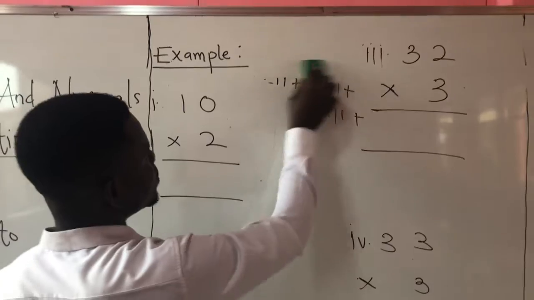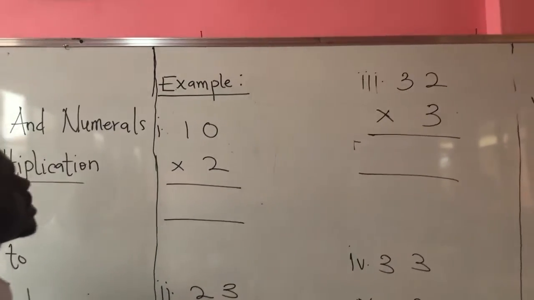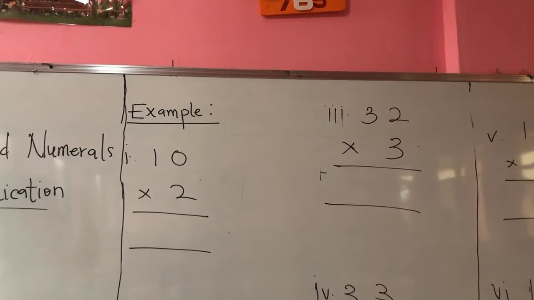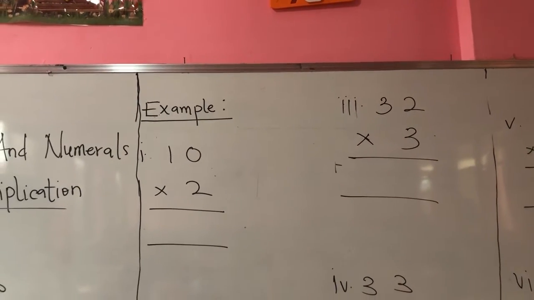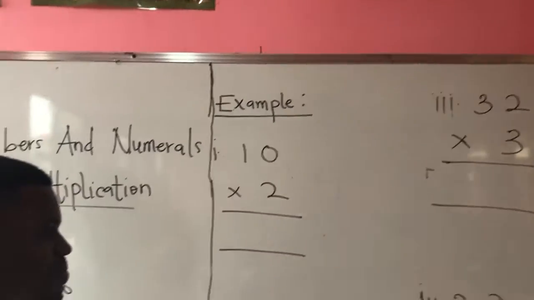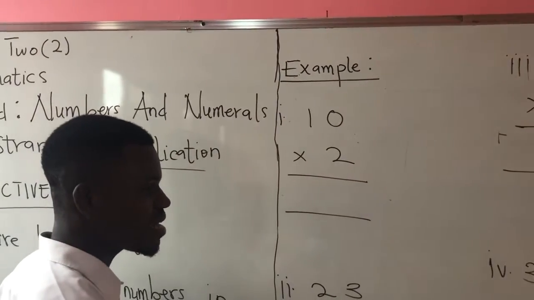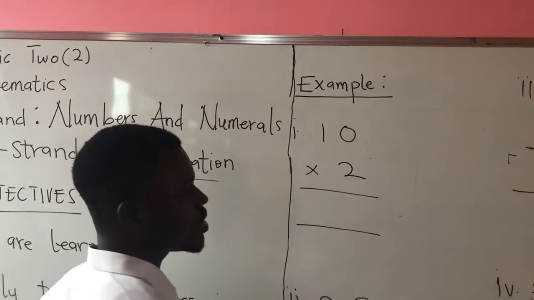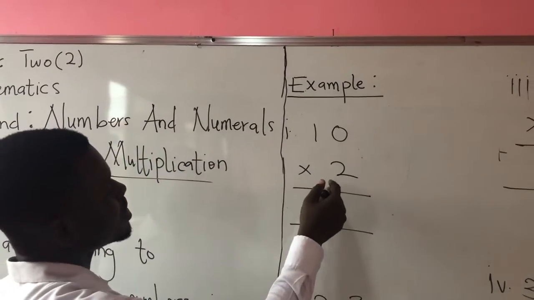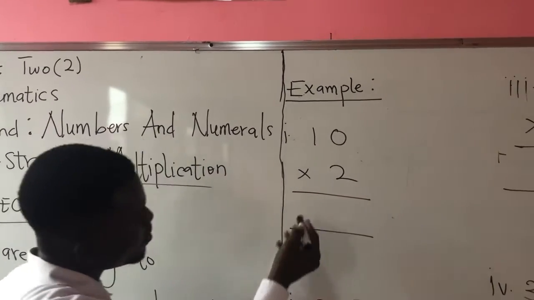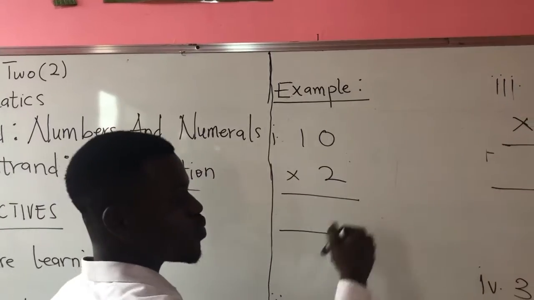And I also told you that anytime you see 0 times a number, it is 0. Any number multiplied by 0 is 0. And any number multiplied by 1 is the same number. So if I multiply, initially what we did, we got 20.